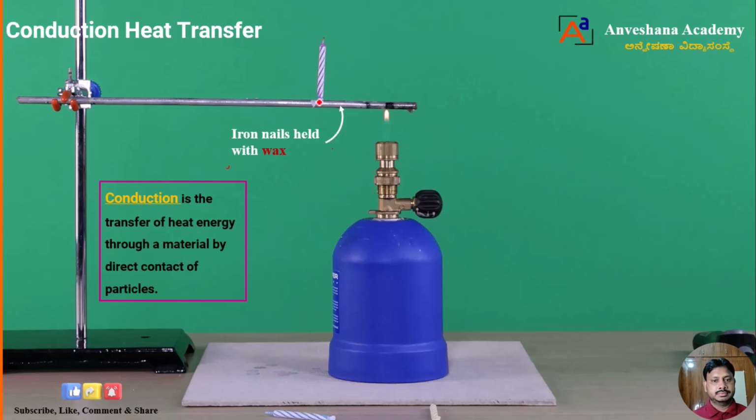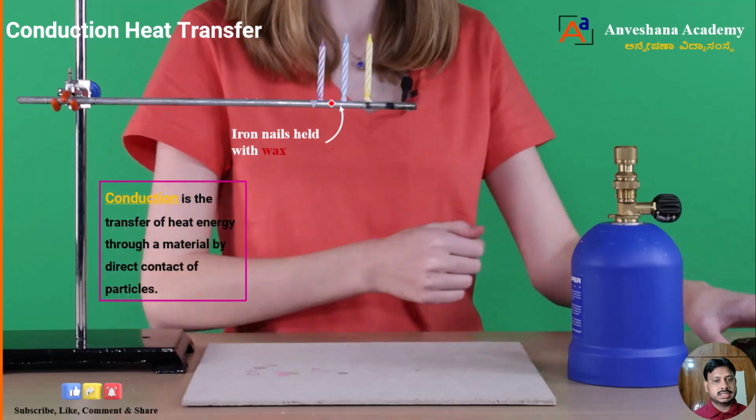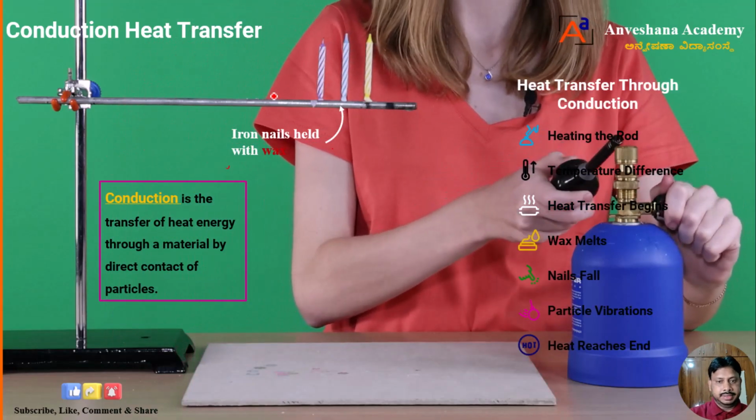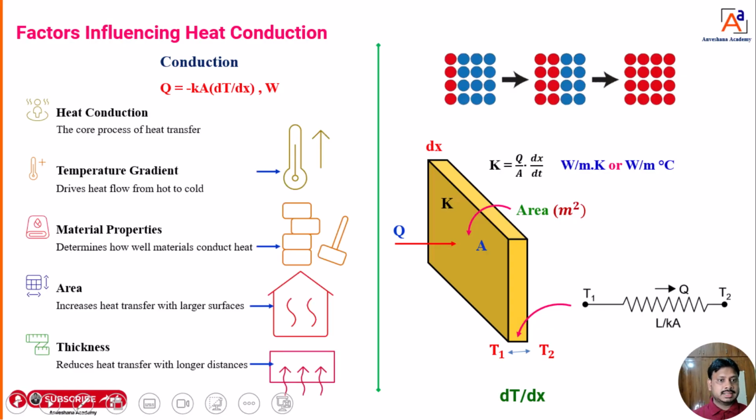Yes, heat is getting transferred, dear students. You can observe, yes, the nail fell down. That means what? Conduction heat transfer takes place. Okay, fine. Now, some factors are going to affect the conduction heat transfer. Yes, dear students, when it comes to conduction heat transfer, there are some factors that are going to affect it. So, what is the equation for conduction heat transfer, which is given by a scientist, that is Joseph Fourier? What is that equation? Q is equal to minus K into dT by dx.